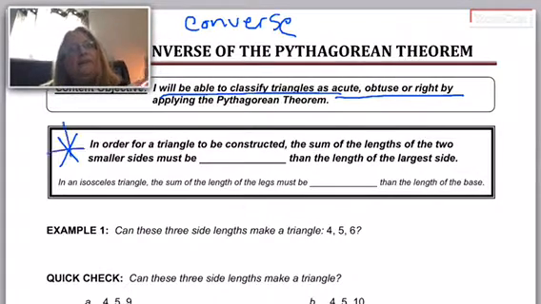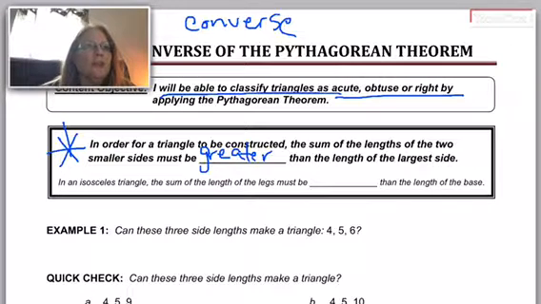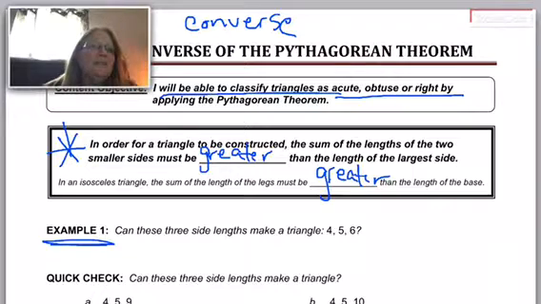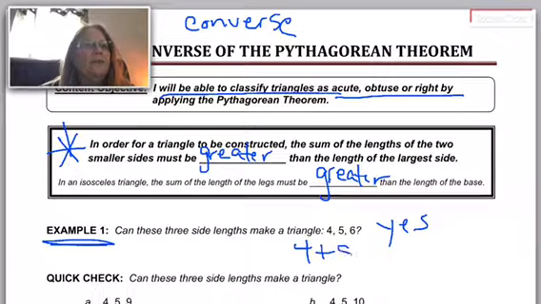First, we're reminded that in order for a triangle to be constructed, the sum of the lengths of the two smaller sides must be greater than the length of the largest side, or in an isosceles triangle, the sum of the lengths of the legs must be greater than the base. And so when we're first looking at our example, first we decide, do we even have a triangle? 4, 5, 6, yes, we can have a triangle because 4 plus 5 is greater than 6.